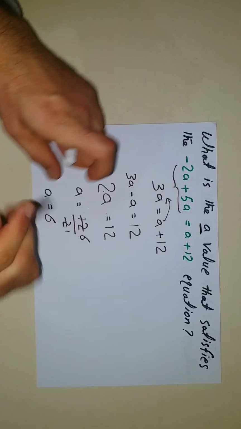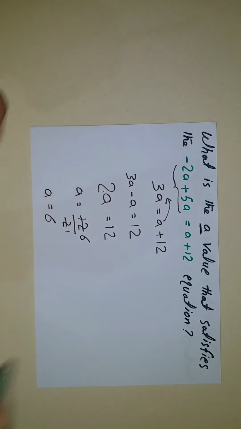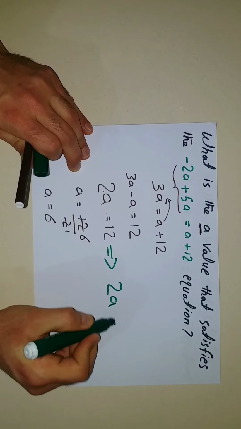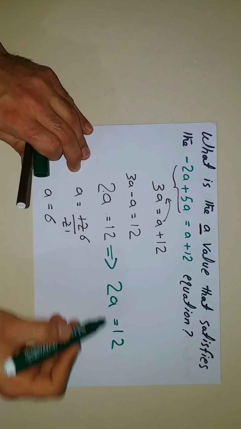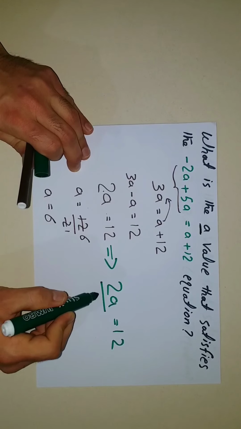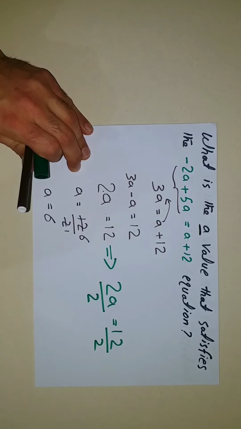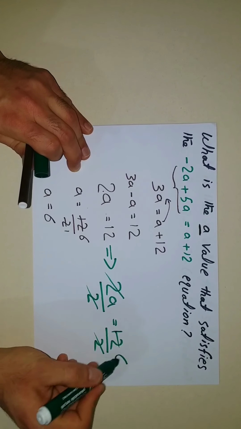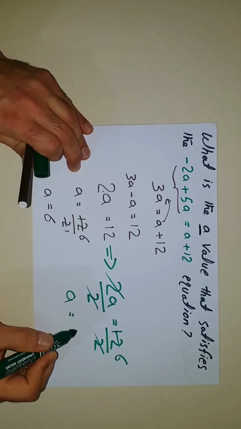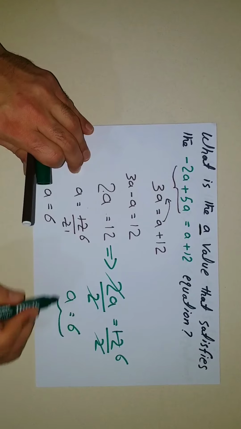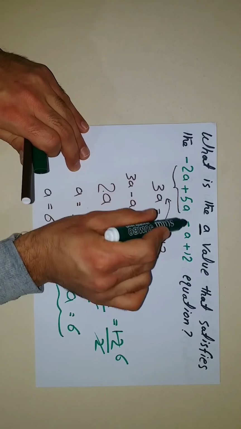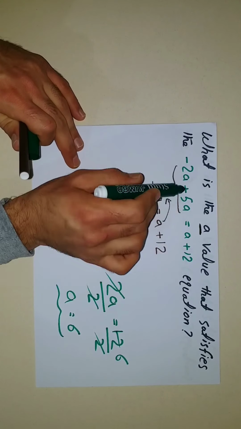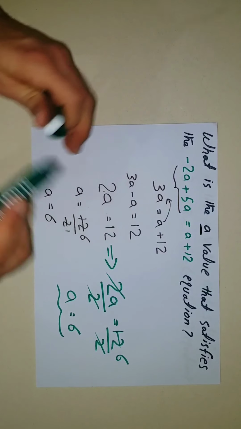Or you can also do it like this. 2a is equal to 12. You can also divide by 2 on both sides of the equation. It will also give you the same result. A is equal to 6. So this A is the root of this equation. So the value of A is 6. It will satisfy this equation. It is the root of this equation.